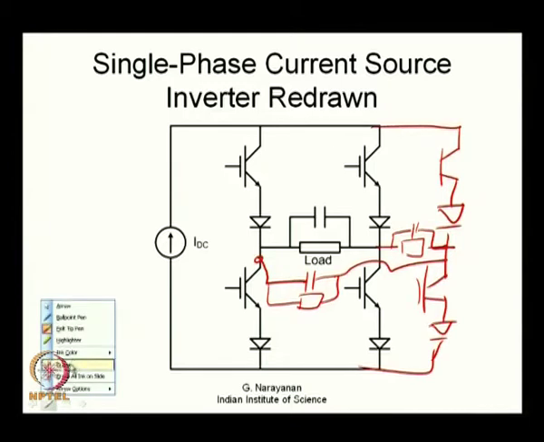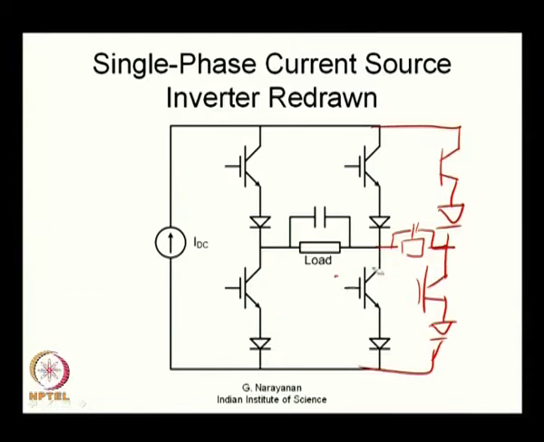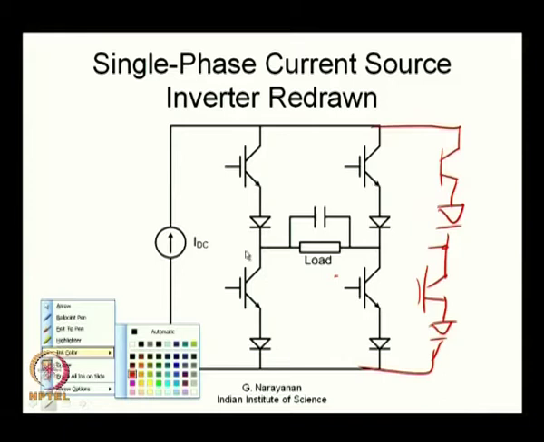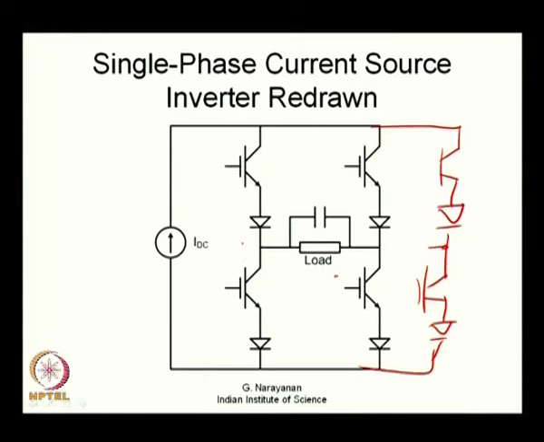Let me erase these load parts. So, these are essentially the 3 terminals. This would be called your terminal, let us say R, this would become your terminal Y, this will become your terminal B. So, this is a 3-phase current source inverter. As I mentioned here, thyristor is a natural choice for doing it.